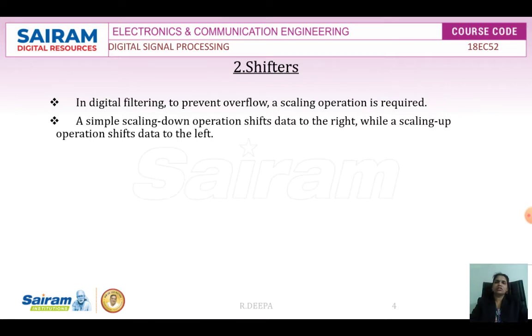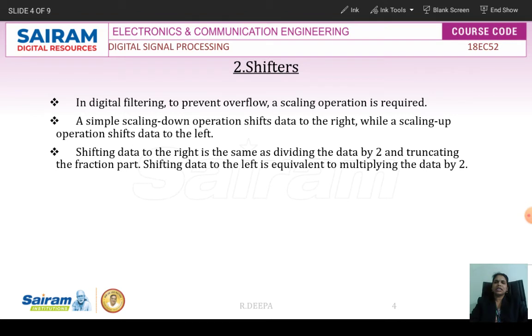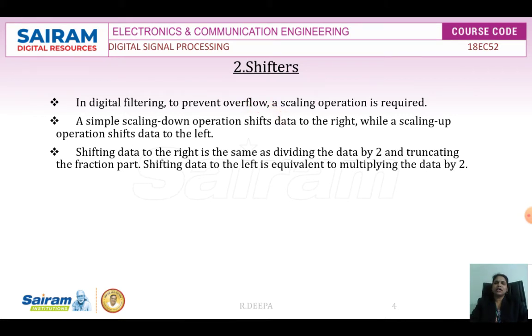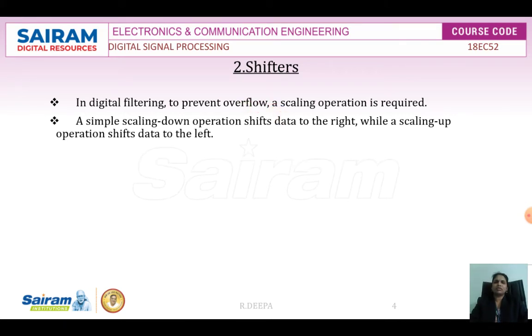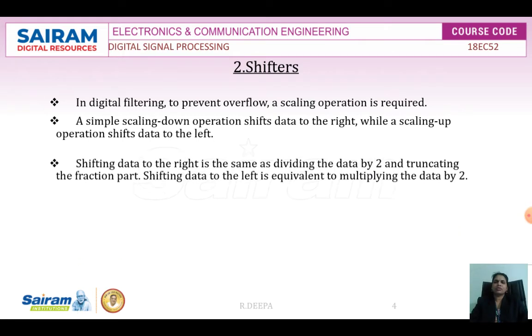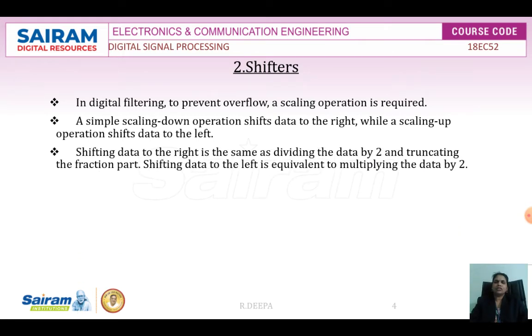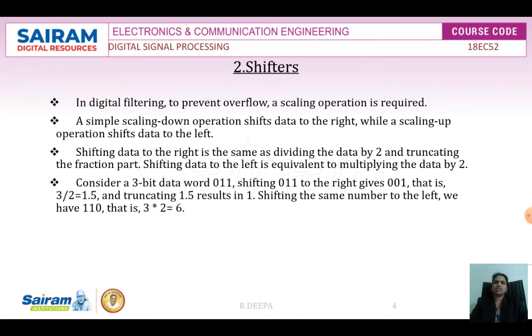If I am going to scale up any operation, it shifts the data to the left, whereas scaling down shifts the data to the right. Shifting of data to the right is equivalent to dividing the data by 2 and then truncating the fractional part. Whereas shifting of data to the left side is equivalent to multiplying the data by 2. So whether shifting left or right, we make use of the shifters.